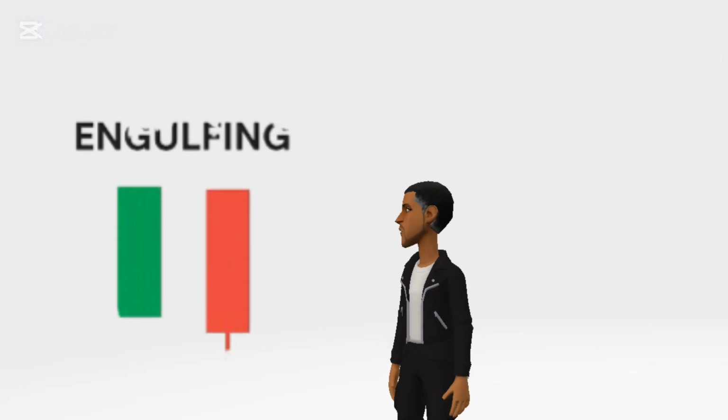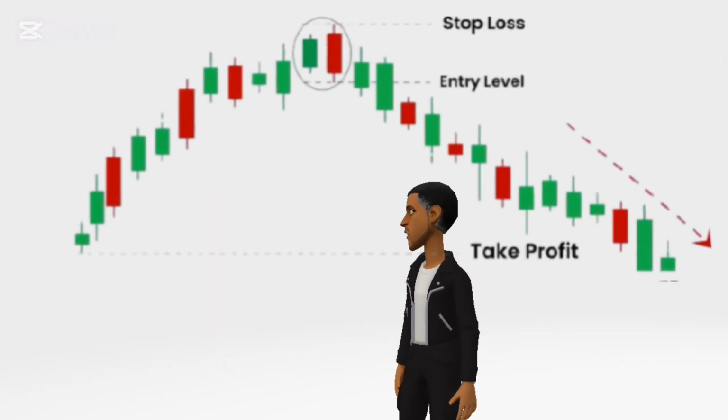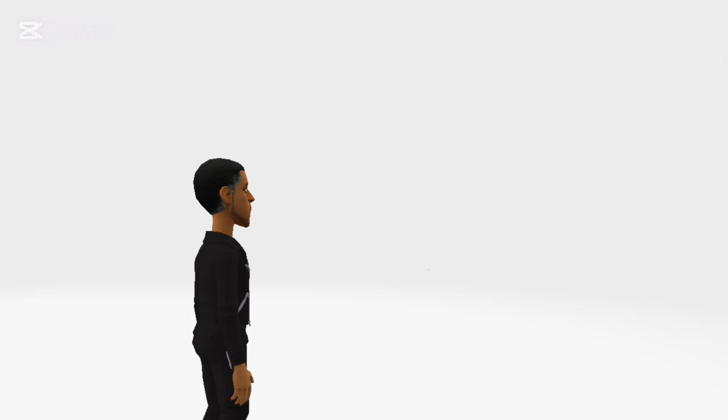Bearish engulfing candlestick. Big red swallows small green. If this appears at the top of a rally, then the bears might push price down, as this could be a trend reversal.